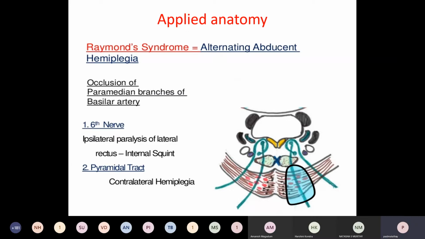In applied anatomy of the vascular lesions of the blood supply of the pons, there is Raymond's syndrome, where there is hemiplegia because of the occlusion of the pontine branches of the basilar artery. The nerve involved here is the sixth cranial nerve, that is the abducent nerve. Because of that, the lateral rectus muscle is paralyzed, which causes ipsilateral paralysis and internal squint. Another structure involved here is the pyramidal tract, which causes the contralateral hemiplegia.